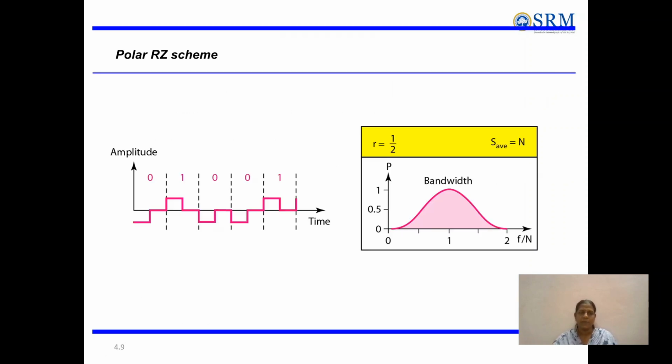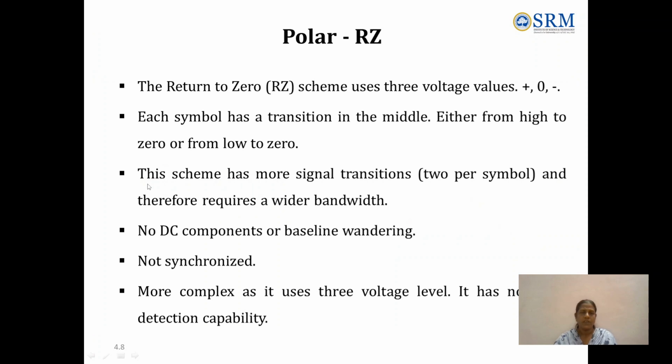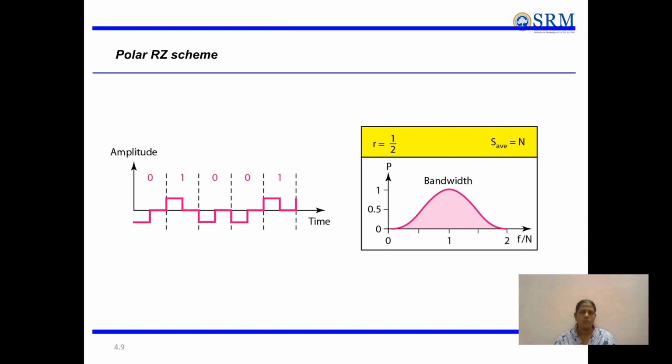Coming to the diagrammatic representation of polar return to zero. Here you could see this is also drawn with amplitude on the y axis and time on the x axis. For example, they have represented the bits as 0, 1, 0, 0, 1. What we have seen for 0 is that it could be either from high to 0 or low to 0. Here for 0 it is low to 0, and they have taken 1 as high to 0.